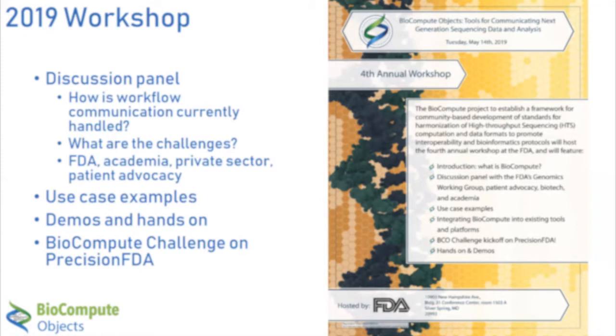And any publication, of course, would have to go through the normal peer review steps. But what we'd like to do is try and get the top performers to participate on a manuscript around this. So that's what we would like to do. So if you have any interest in using this, I think that's probably the fastest way, is to just jump in and start building a BioCompute object and then submit it to the Precision FDA BioCompute Challenge.